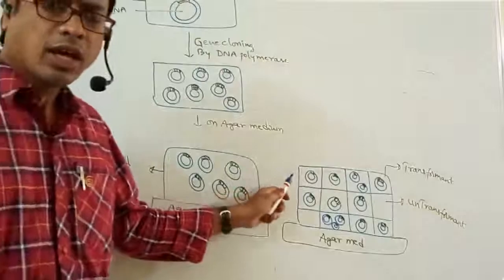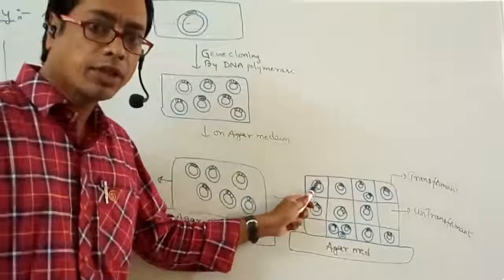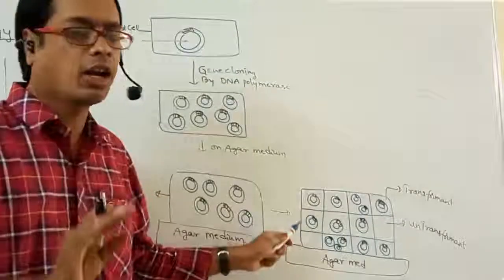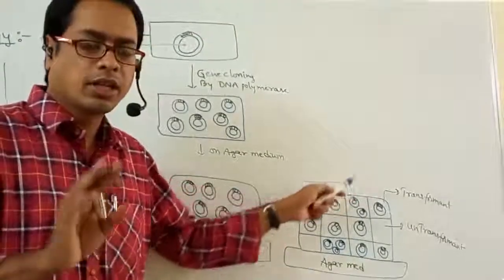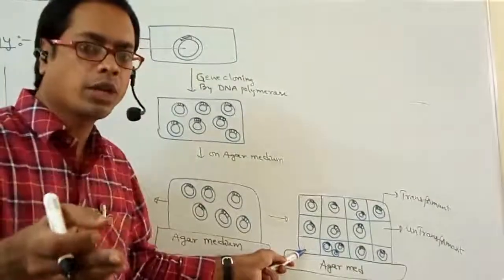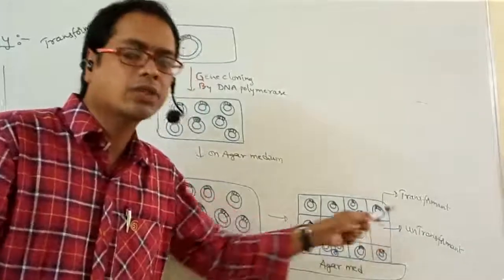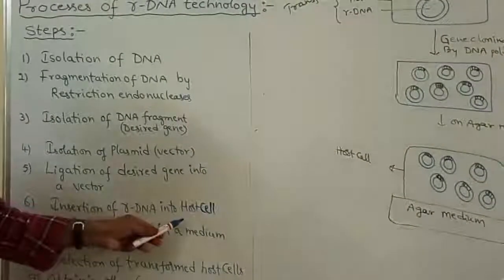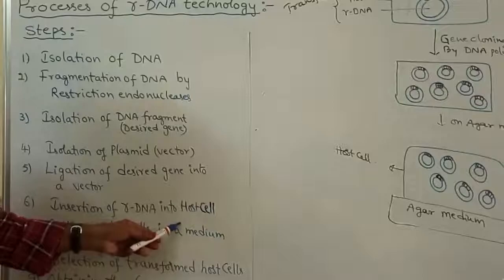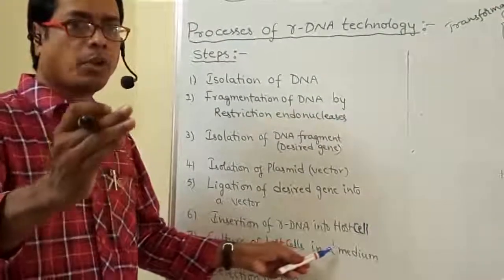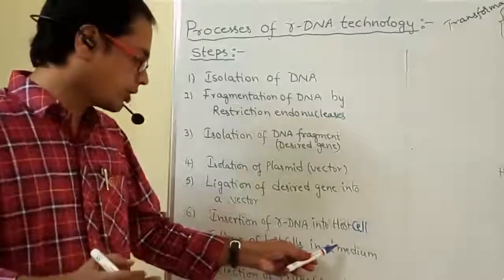So some cells are with rDNAs and some cells are without rDNAs. The host cells with rDNAs are called transformants. The cells without rDNAs are called non-transformants, also called untransformants. Okay? Look at here. Insertion of rDNA into the host cell is done by different methods: heat shock method, biolistics, microinjection, disarmed pathogen vectors, or calcium chloride.